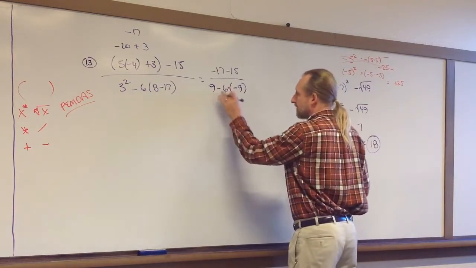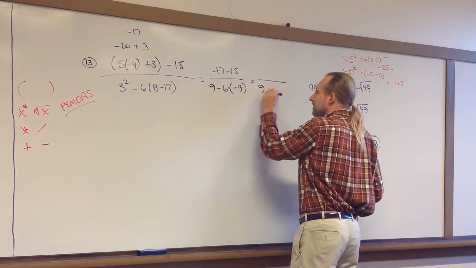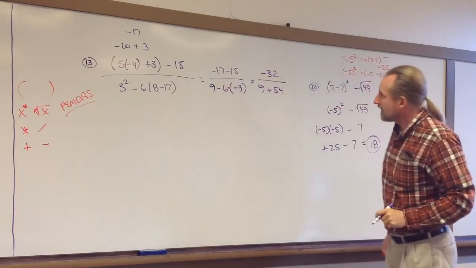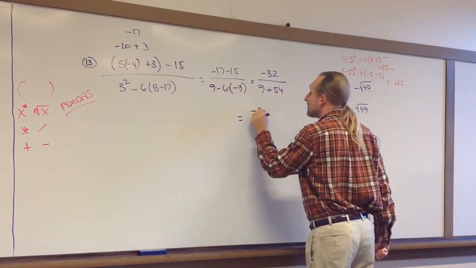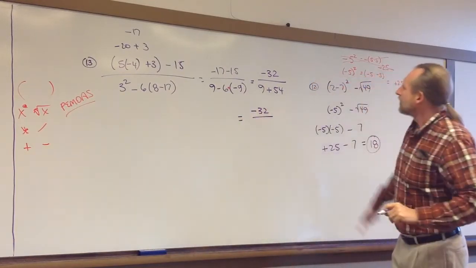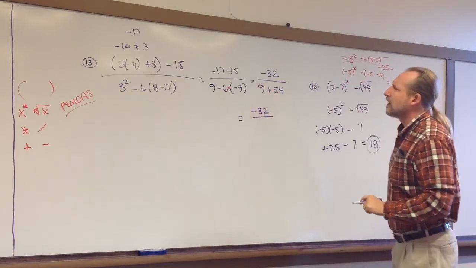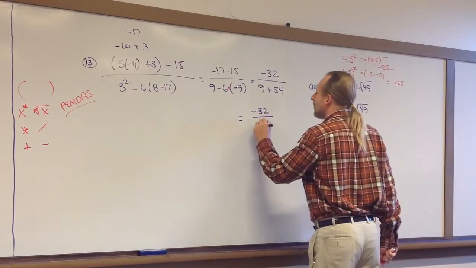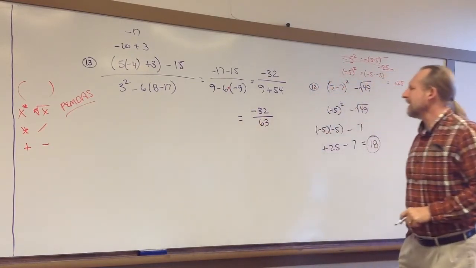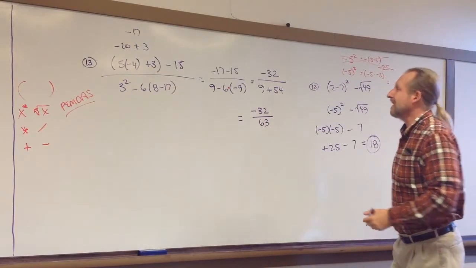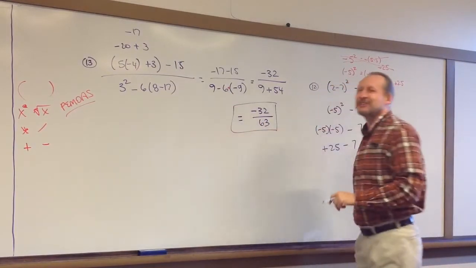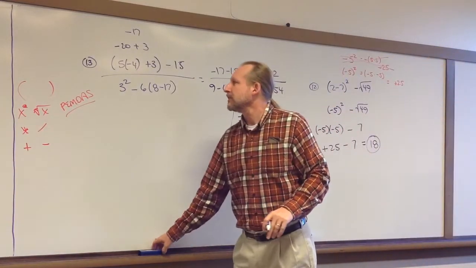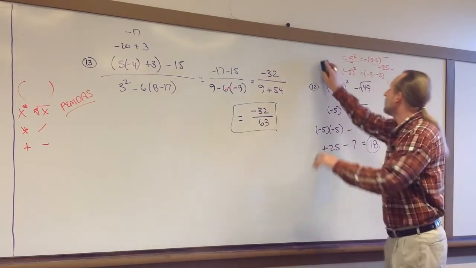So, negative 6 times negative 9, positive 54. Negative 17 minus 15, negative 32. And so this is negative 32 over, let's see, what is this? Positive 63. Does that reduce? I don't think it does. That's it. And we can just leave it like that. If you want to divide it out and write it as a decimal, that's fine too. But the key is to make these calculations correctly.